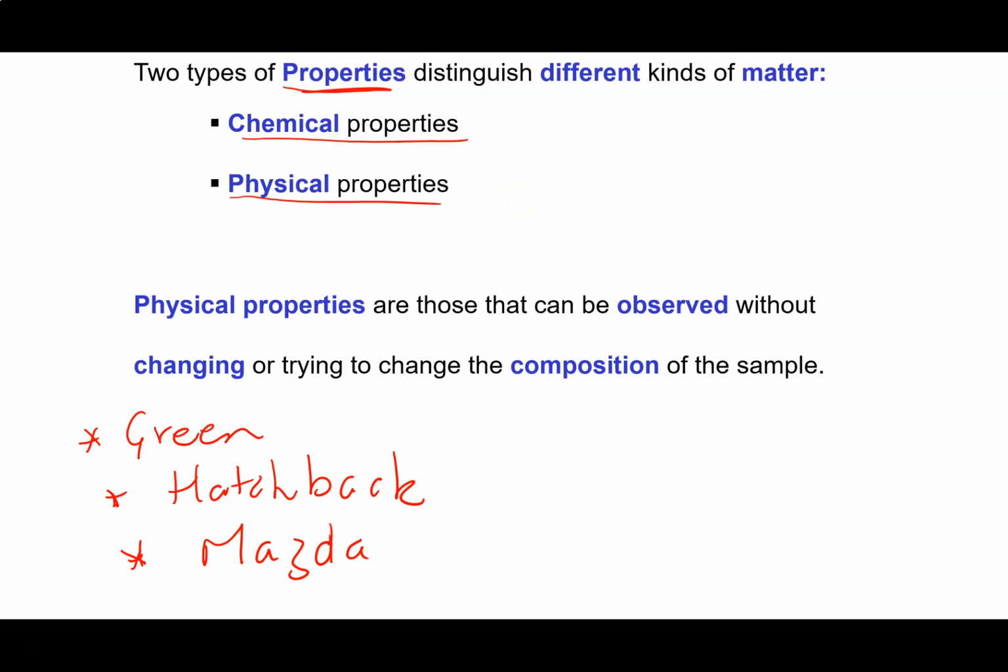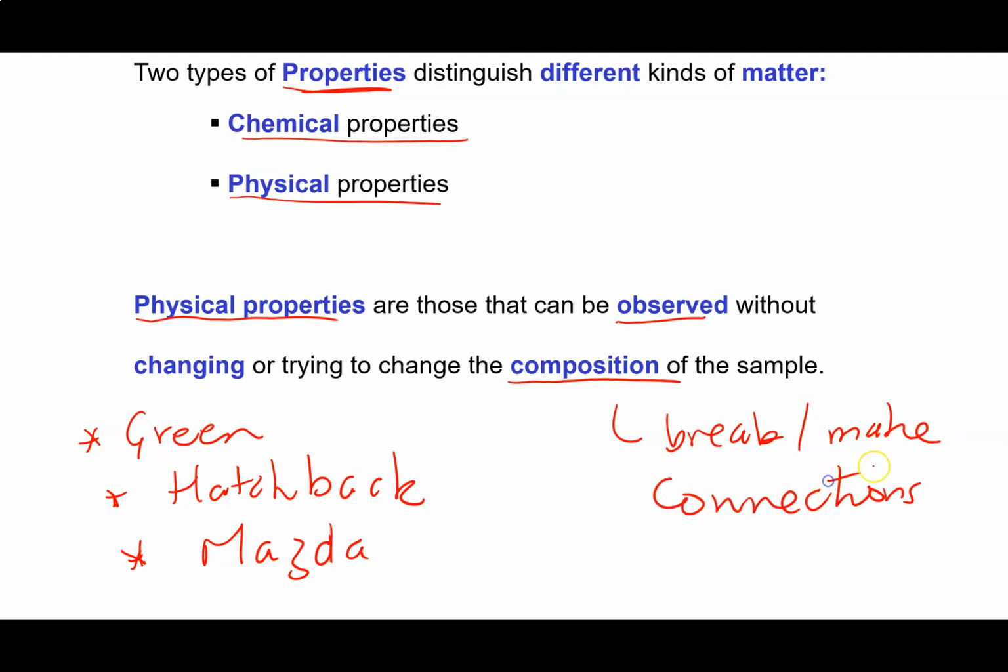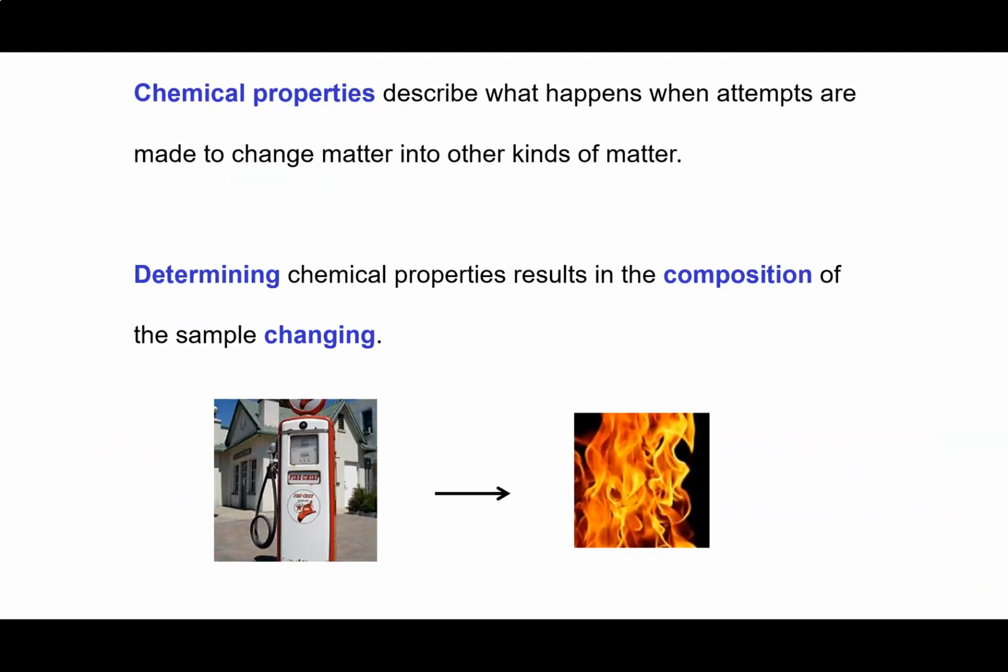And these terms are related to how we defined physical and chemical previously. So physical properties are those that you can observe without either changing or attempting to change the composition of the sample. And by that we mean we're not going to break or make connections between atoms, what we call chemical bonds. No chemical bonds are going to be made or broken in order to determine an object's physical properties.